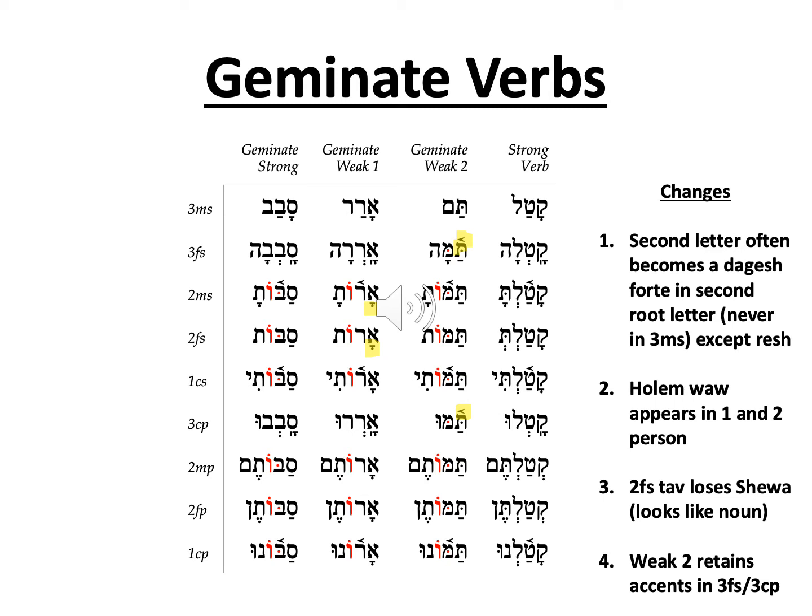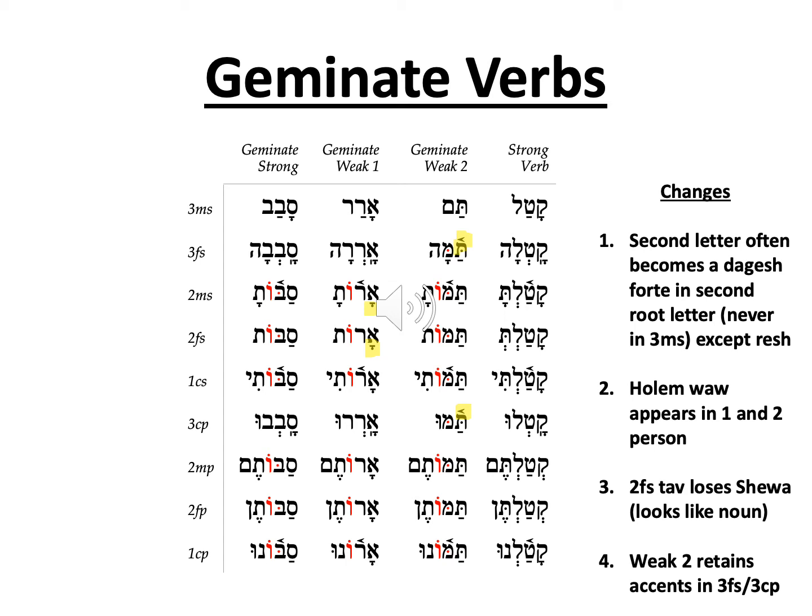This is the case in almost every type of geminate, where that dagesh forte appears in the middle of the verb. It's important to recognize that this is a geminate because there are verb stems that will require a dagesh forte, but remembering that this is a geminate tells us that it's not because of the verb stem, it's because of the weak root.